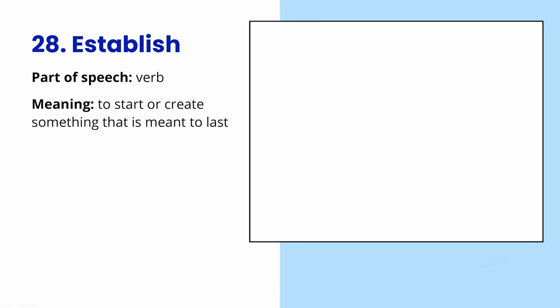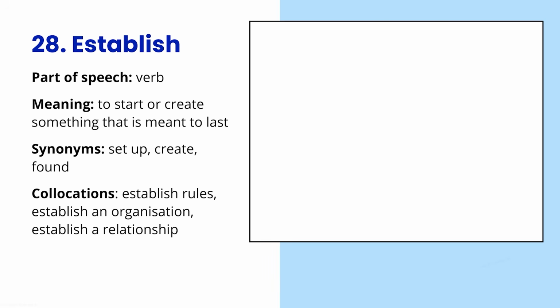Moving on to 28, which is establish. Establish is a verb, and it means to start or create something that is meant to last, that is meant to be around for a long time. Synonyms: set up, create, found. Collocations: establish rules, so to create rules that are going to be around for a long time. Establish an organization, same thing, maybe to create a company that's going to be around for a long time.